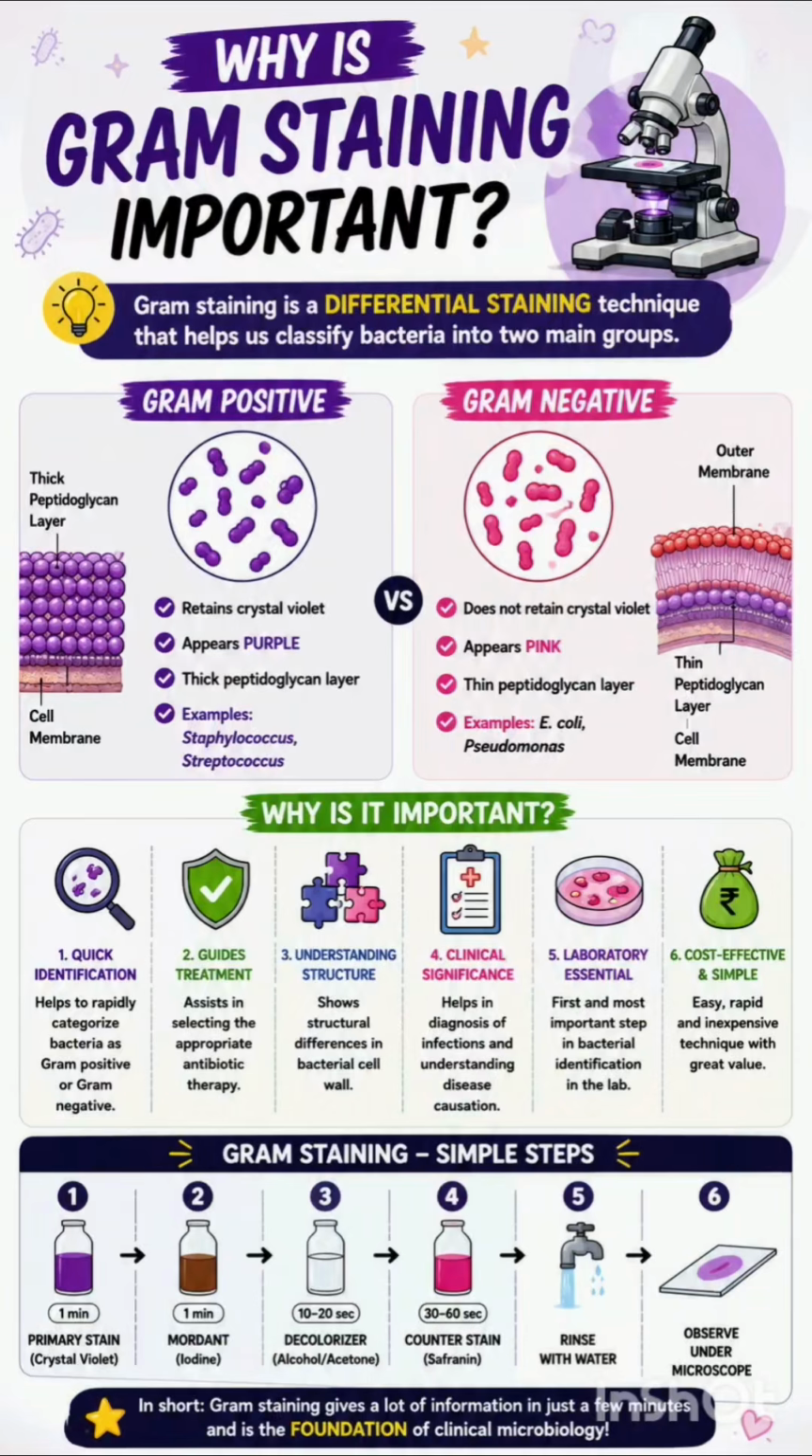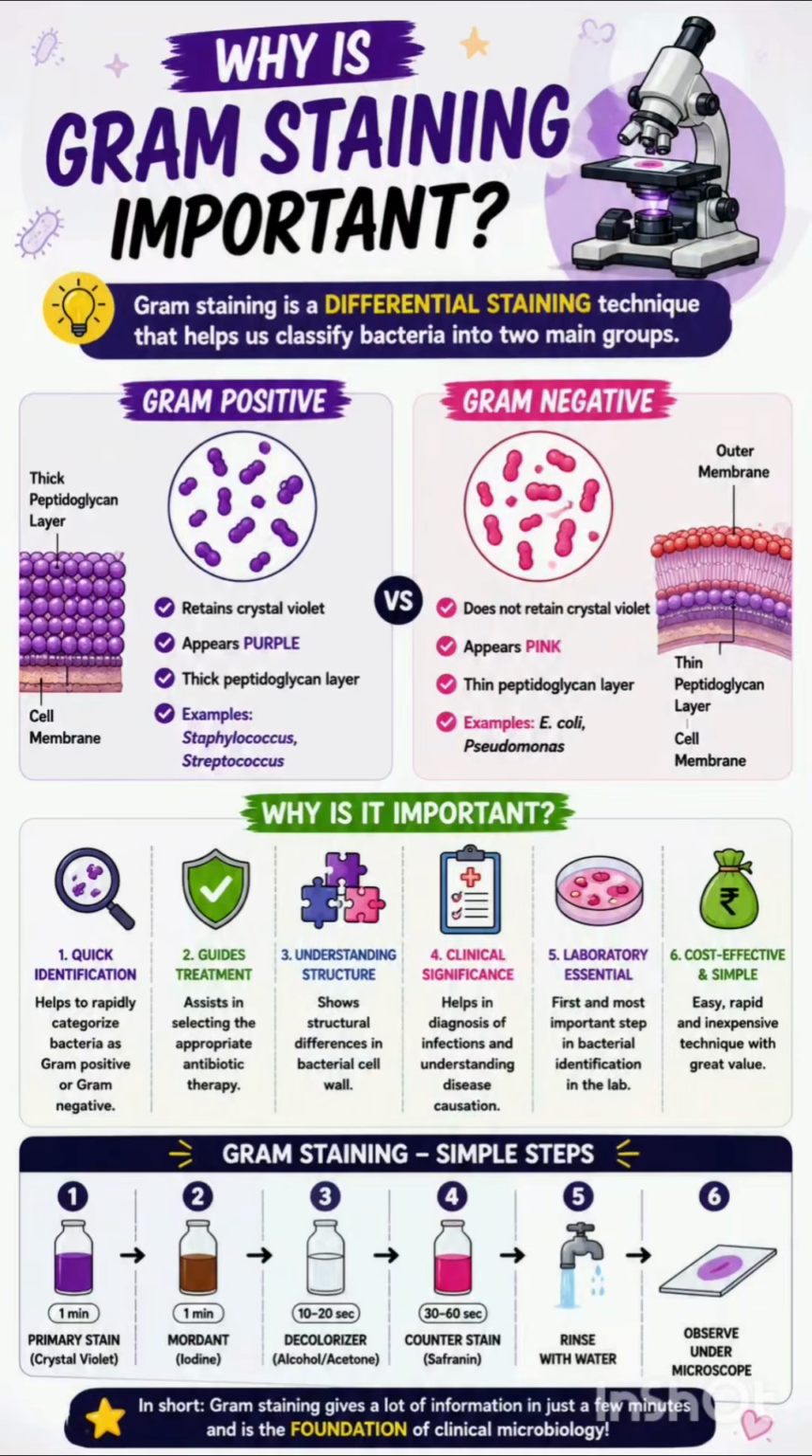And gram negative bacteria do not retain the crystal violet because they have a very thin peptidoglycan layer and also a lipopolysaccharide layer. In gram negative bacteria, a thin peptidoglycan layer and a lipopolysaccharide layer are present. That's why they do not retain the crystal violet. They retain the counterstain, safranin, and that's why they appear pink in color when we observe them under the microscope.